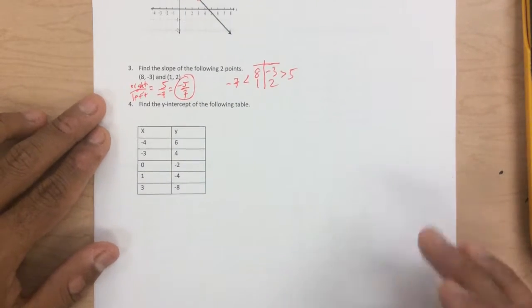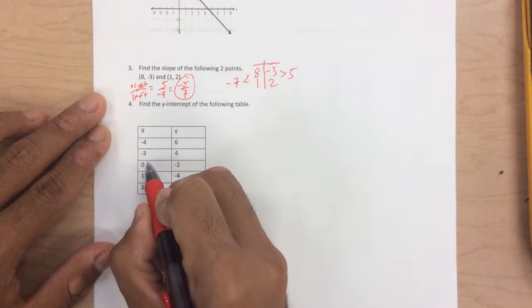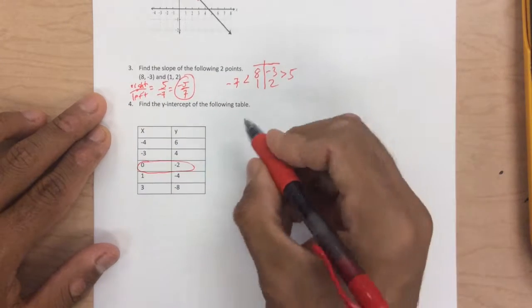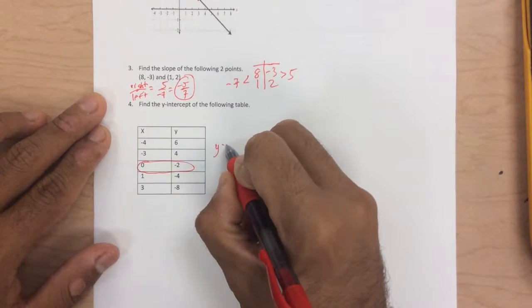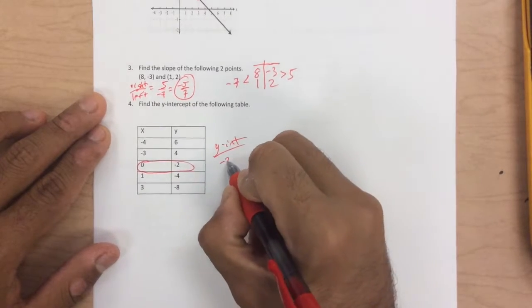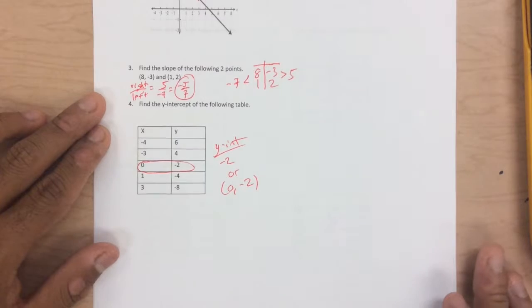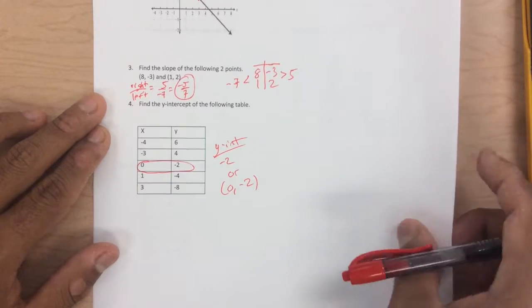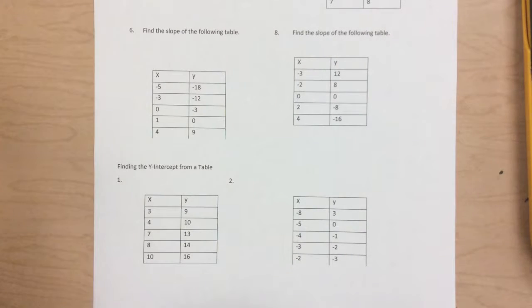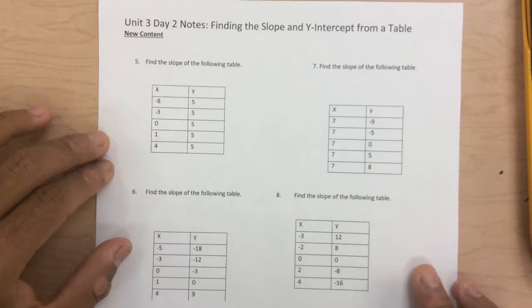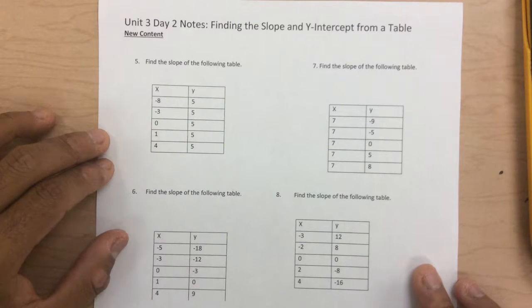Number 4, find the y-intercept of this table. It's where the x equals 0, so your y-intercept will be -2, or you can just say 0, -2. Okay? Let's flip to the next page. Number 5, find the slope of the following table.